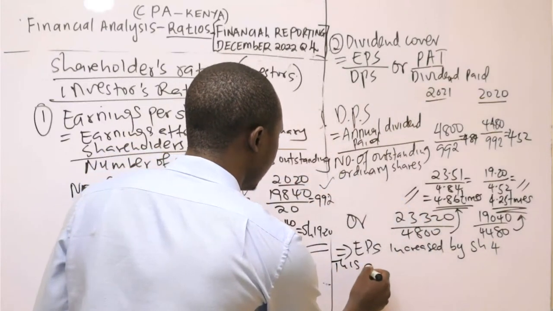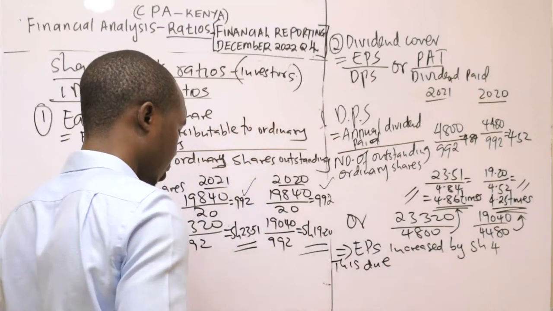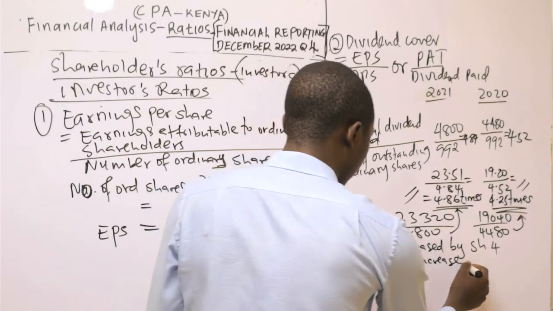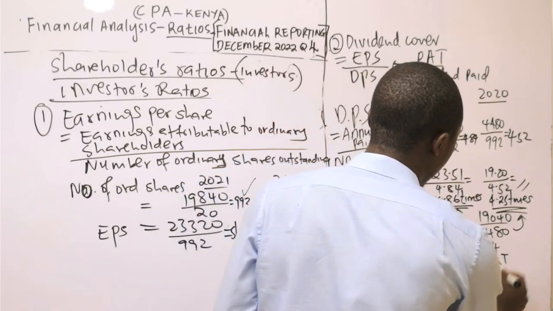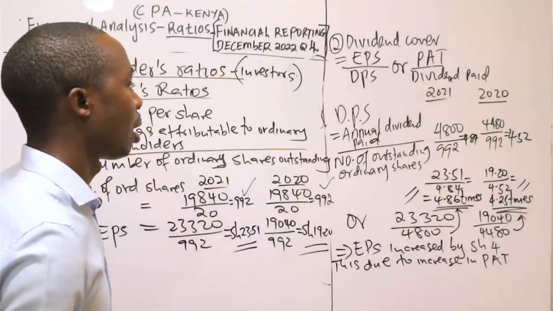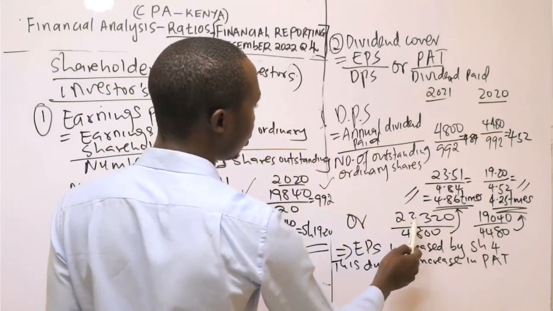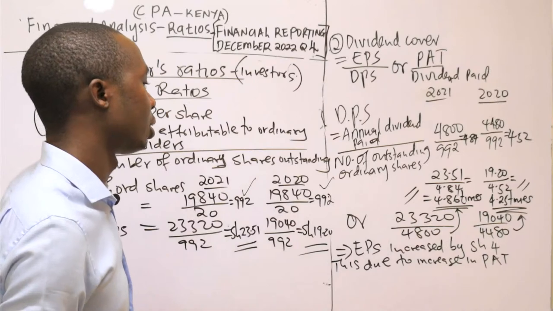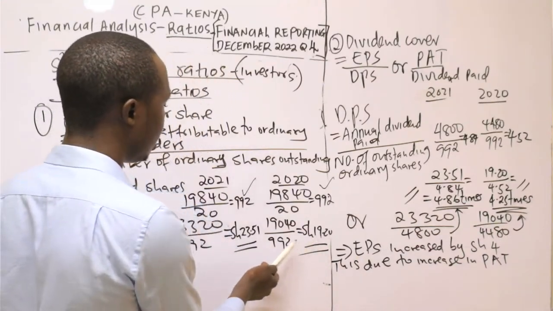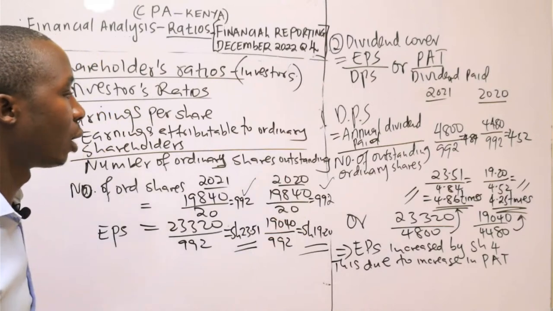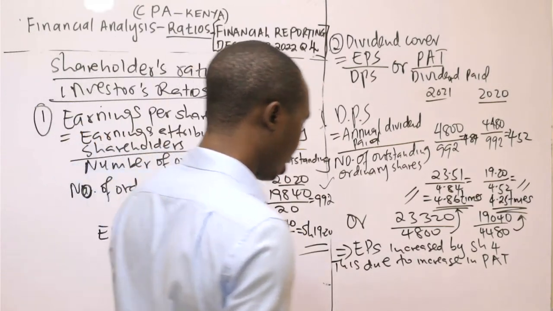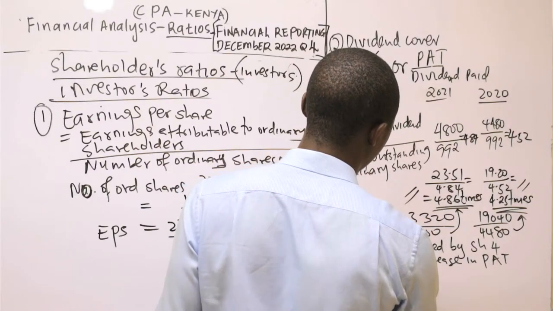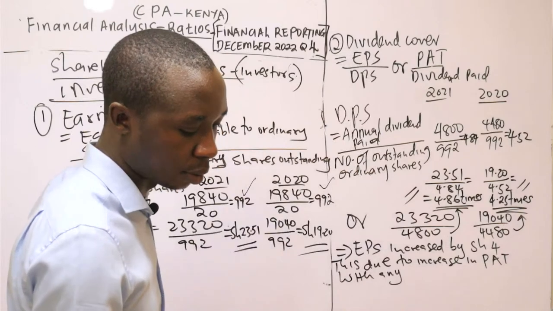What can make earnings per share increase? This is due to an increase in profit after tax. Remember that there was an increase in the profit after tax, from 19,040 to 23,320. This can also be seen from the statement of profit or loss. So the EPS increased from 19 to 23 by 4 shillings due to an increase in the profit after tax without any increase in share capital.